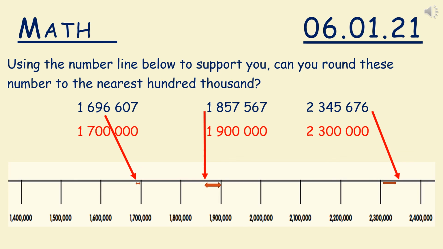Well done again, I'm sure you got all those right. So as you can see, the first one rounds to 1,700,000 because it's nearest to 1,700,000 on the number line. The second one rounds to 1,900,000 and the third rounds to 2,300,000. As you can see, by placing them on the number line, it's easier to see which one it is closest to, therefore identifying which one it would round to.